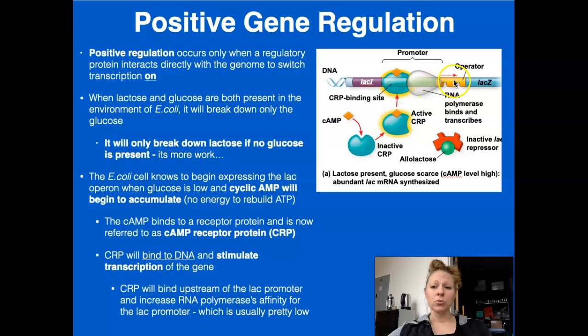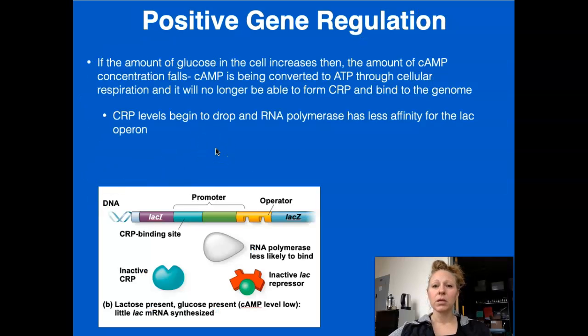This is going to help the cell to break down lactose because there isn't any glucose, making itself available to break down lactose since there is no glucose. If the amount of glucose in the cell increases, then the amount of cAMP is going to decrease because cell respiration is going to start up again, and it's going to take all that cyclic AMP and turn it into ATP. So then there won't be enough cAMP to attach onto the CRP, and then the lac operon will start to function at a decreased rate. So the RNA polymerase is going to have a lower affinity for the operon.